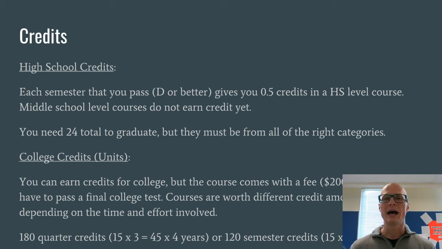Semester schools, half a year, again, not counting summer. They give you 15 credits as a full load. Times 2 semesters per year, times 4 years is 120 credits. You can convert them back and forth by a factor of 1.5, but you can worry about that when you get to college.